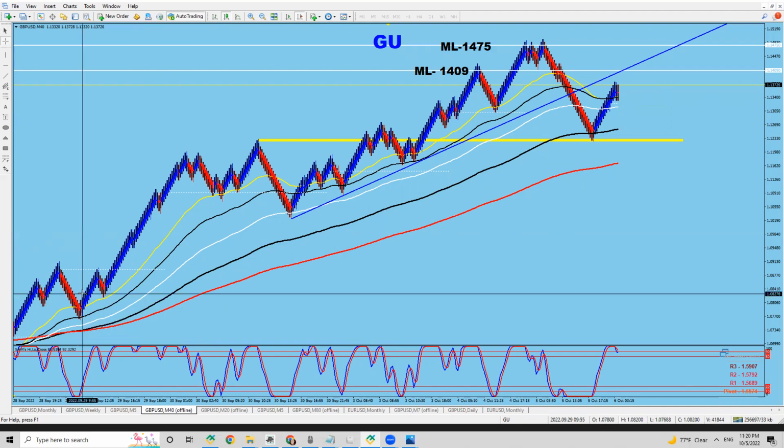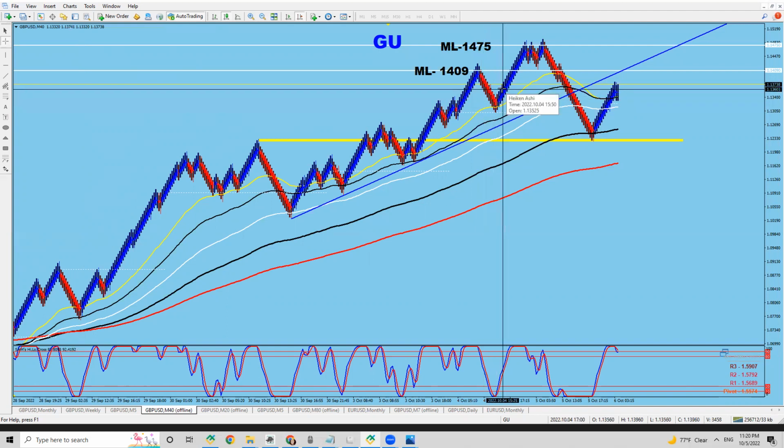Look at how many pips here from here to here. Can you imagine? That's just 350 pips in a straight line, right? Even from here to here was what? 128 pips. So this is the beauty of the combination.